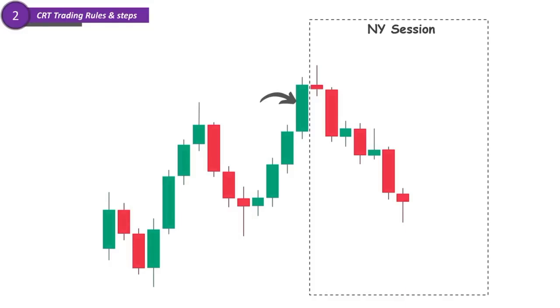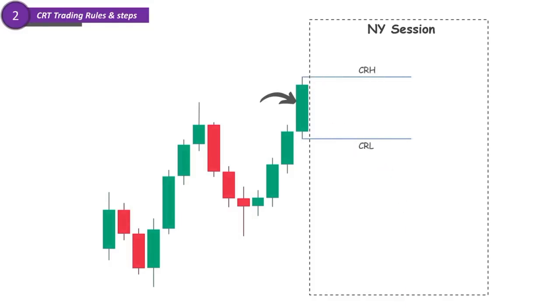So, here's a smart approach. Apply the CRT model to the 1-hour candle before the New York open. If the price sweeps liquidity beyond that candle's range and then returns back inside it, you're witnessing a setup that aligns both with CRT principles and the natural behavior of the New York session. This confluence can provide high probability trade setups, especially if you're timing your entries correctly and managing risk with precision.